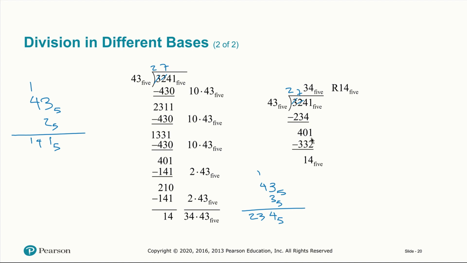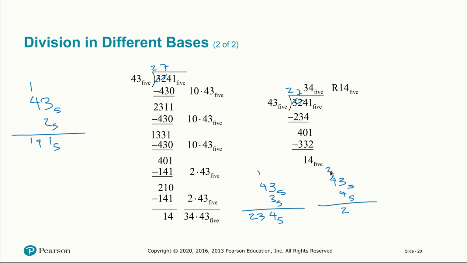So 4, 0, 1. Now this number is larger, so let's see if we can do better than 3. So we'll try 43 base 5 times 4 base 5, and we notice that 4 times 3 is 12, which is 2 5s and 2 1s. So we put the 2 here, and we put the 2 up there, and 4 times 4 is 16, and 2 is 18.